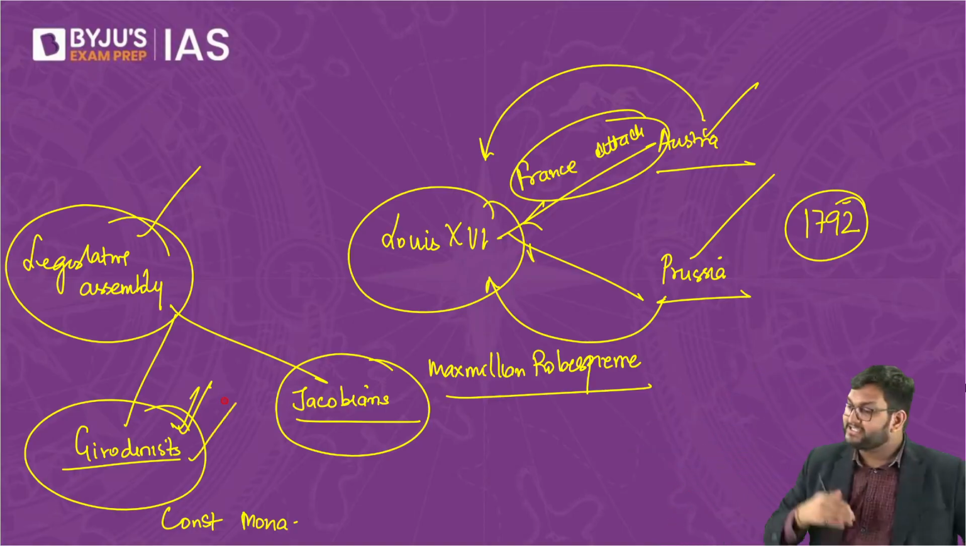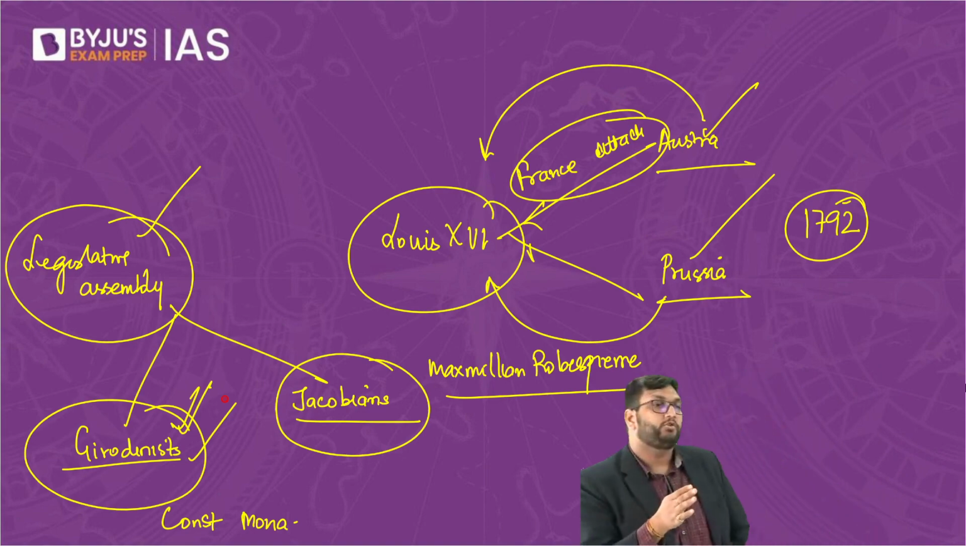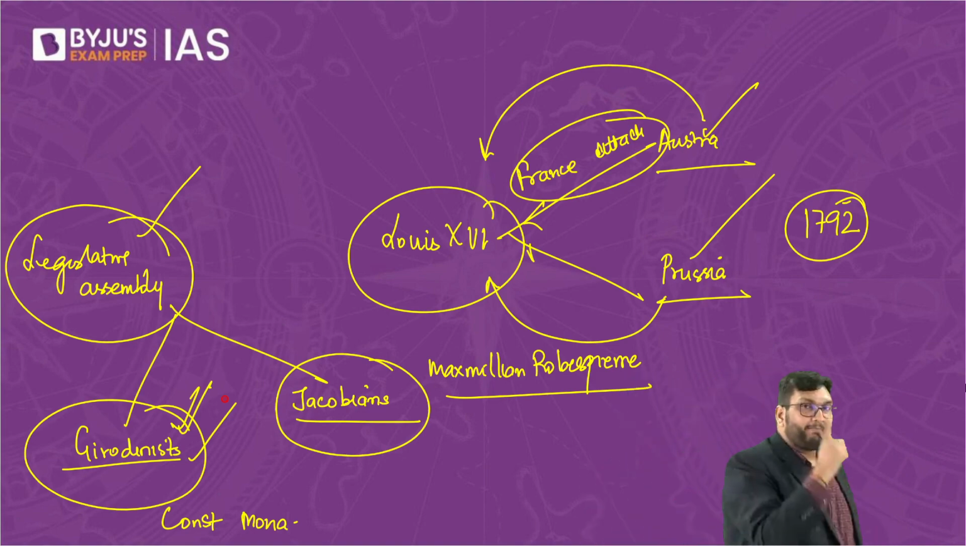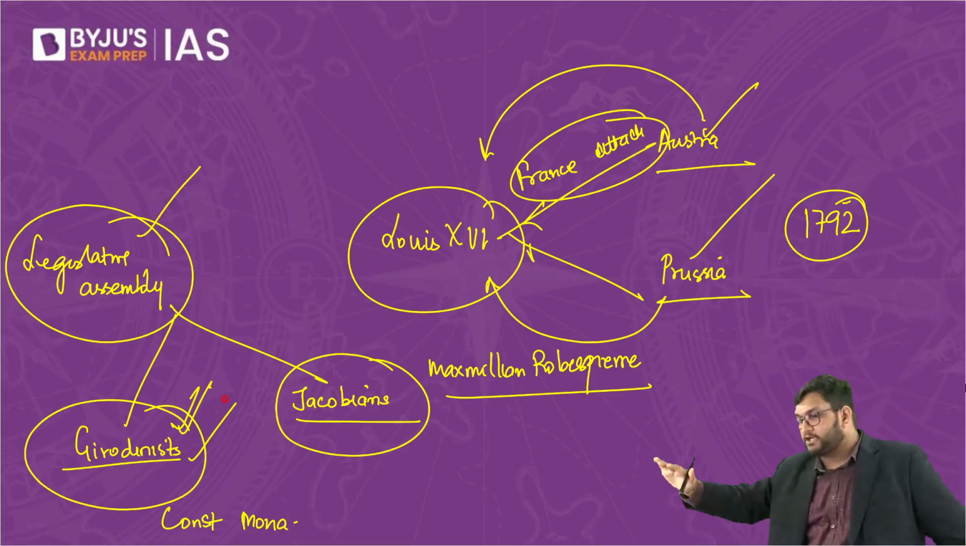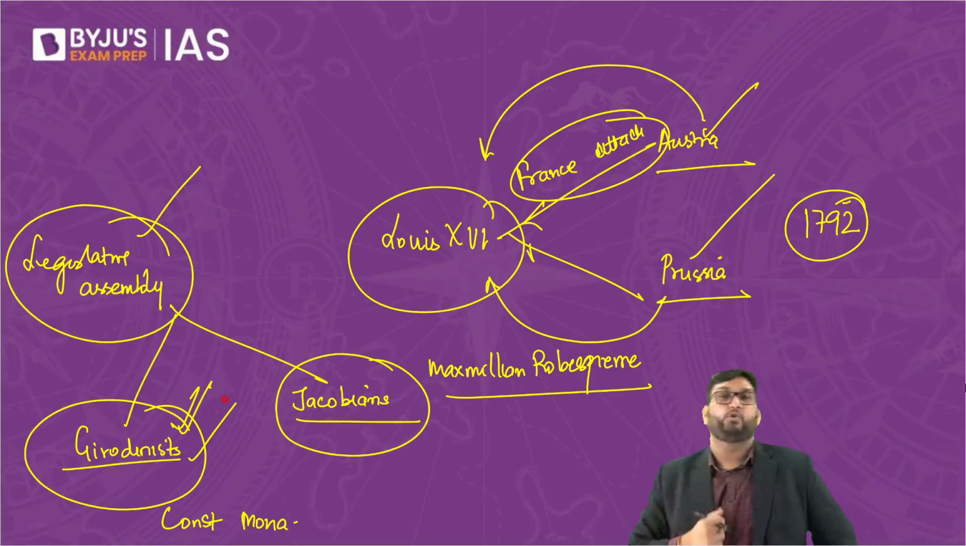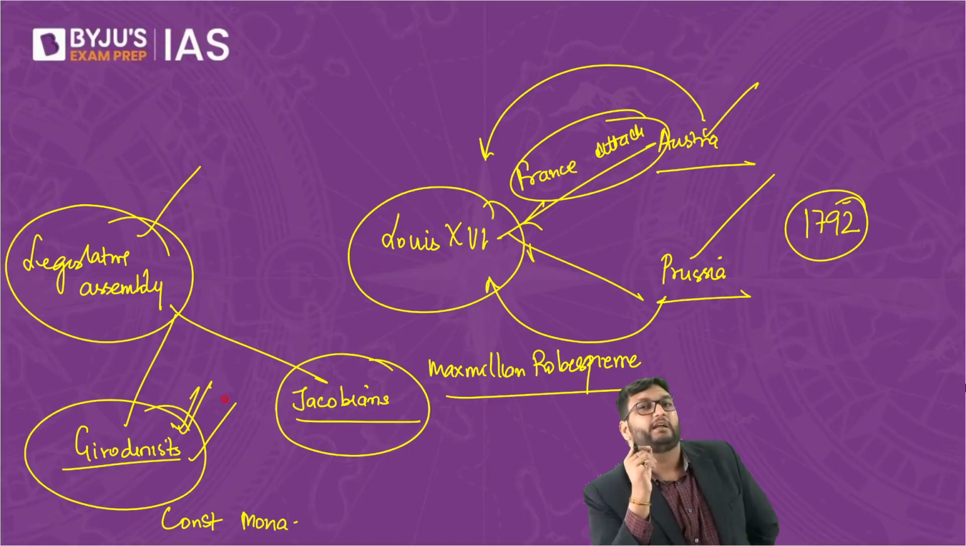But the Girondists still believed that Louis XVI was the man to do the job. But Maximilien Robespierre and the Jacobins, who are the lower strata of the people, believed that no, there is something problematic in the way Austria and Prussia were mobilizing.